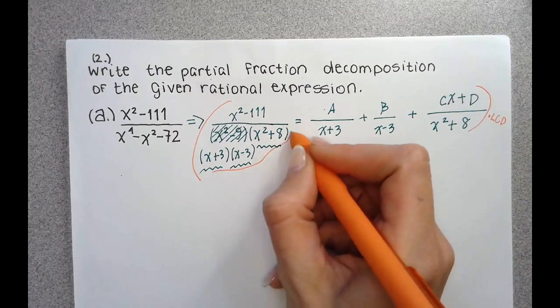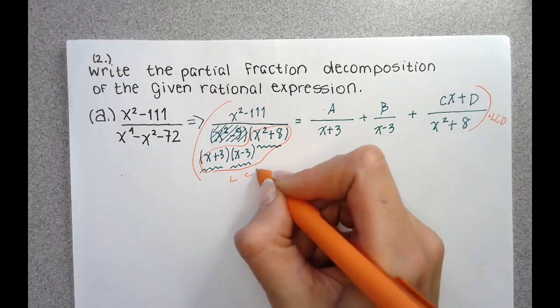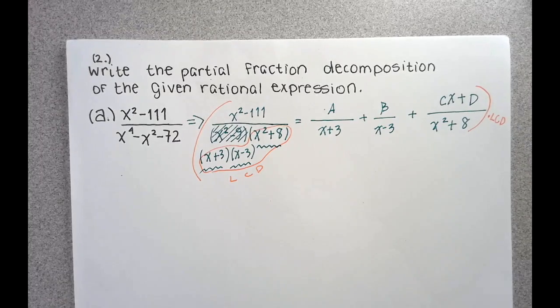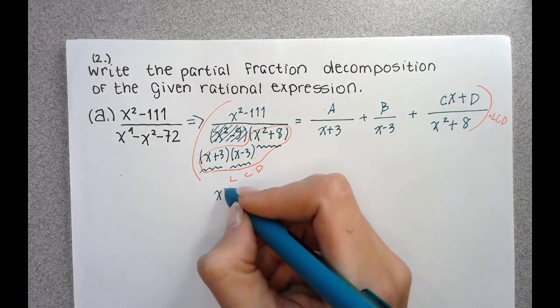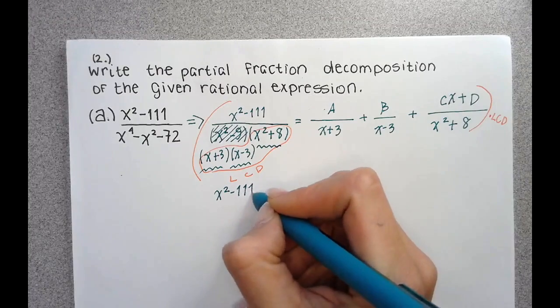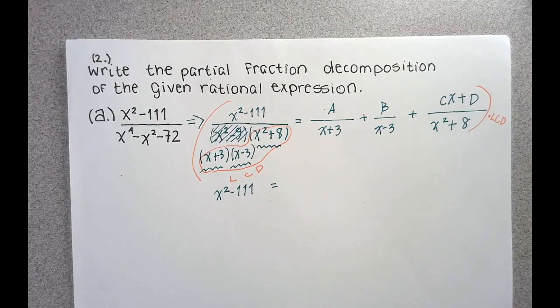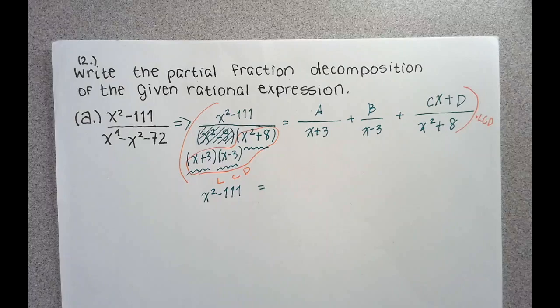And who's the least common denominator? This whole thing right here is your least common denominator, okay? If we multiply through by that, what do we get? Here, you get x squared minus 111 equals... Alright, sorry, back.